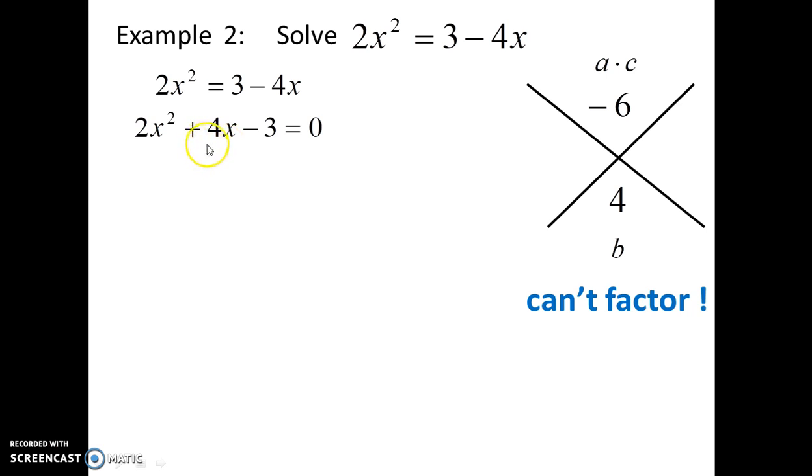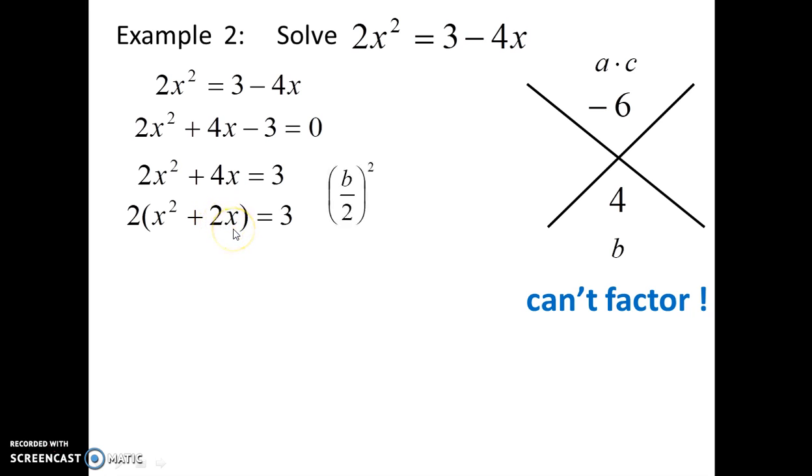So how about we try completing the square? First step, move the 3 over to this side. So you're just left with these things here. Now remember, with completing the square, you cannot have a coefficient for the a value there. So you factor that out. 2 came out. Now we have this 2.